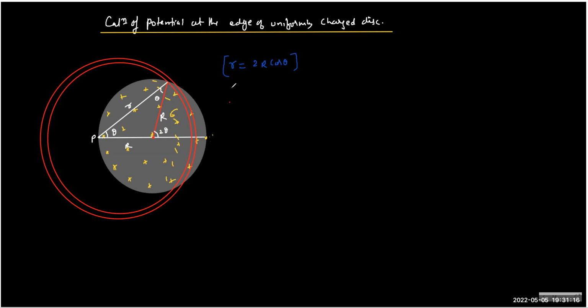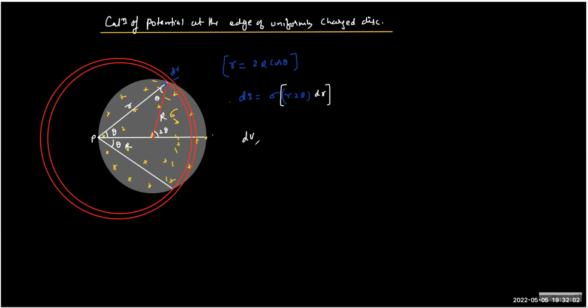And not only that, the charge on the elementary ring will be how much? Sigma into, so this is a dr, sigma into r 2 theta. I hope you're getting this part, the r 2 theta part. Yes, sir. Sigma into r 2 theta is the circumference, like the perimeter, into dr is the area, and sigma into area is the charge in this part. Okay. Yes.